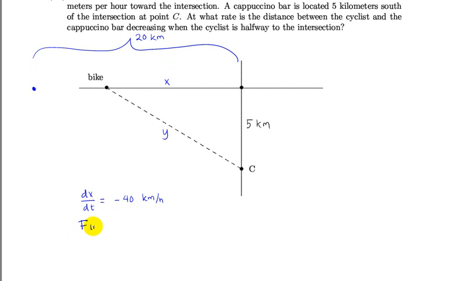And what we are looking for here, we want to find the rate of y. At a particular time, when the bike is halfway to the intersection from the starting point. So half of 20 kilometer is 10 kilometer. So we want to find dy over dt when the distance between the bike and the intersection is 10, which is half of 20 kilometer.